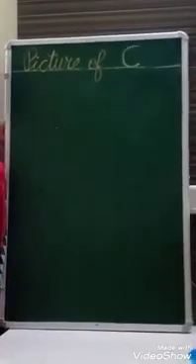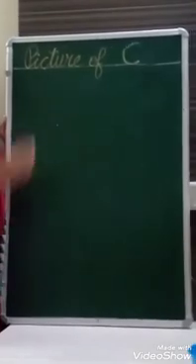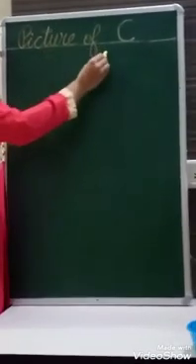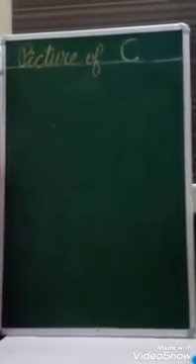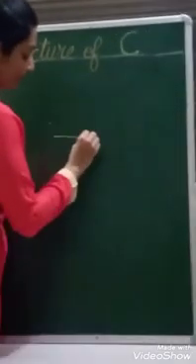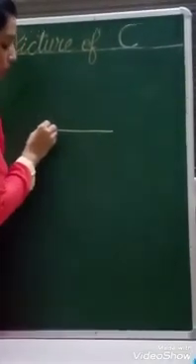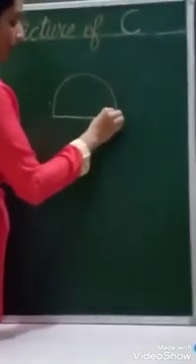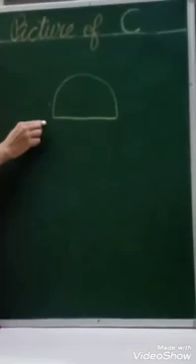So, now my dear students, let us revise the picture of the alphabet C. C for, yes, you all know. C for cap. So, to draw a cap, first of all, we will draw a sleeping line like this, and we will draw a semicircle.